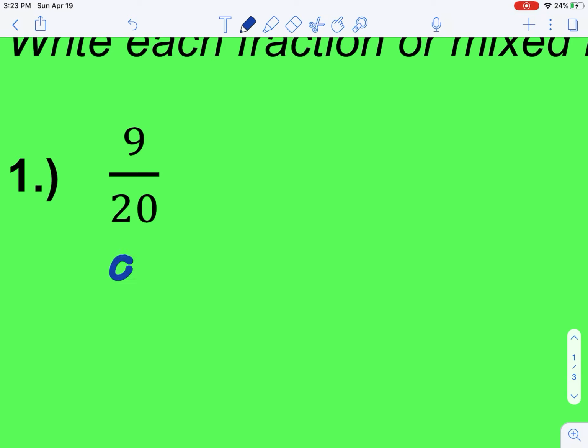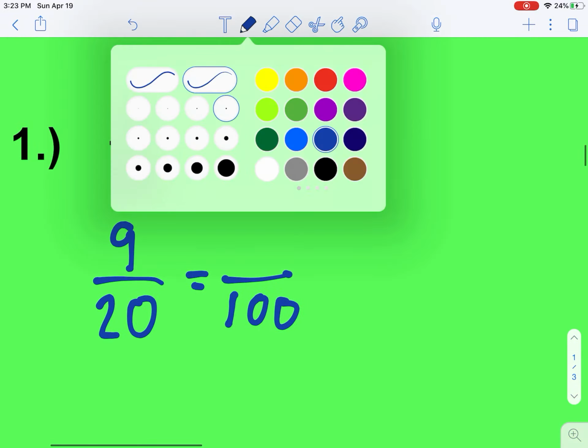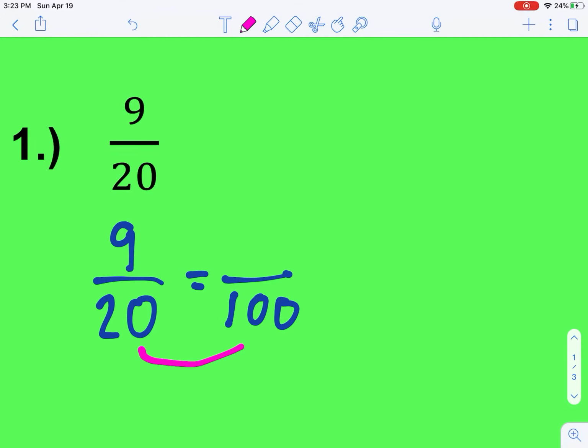So what I'm going to do here is I'm going to rewrite my fraction. So I've got 9/20. And if we remember, a percent is always a number out of 100, right? So I want my denominator to still be 100. So now I have to ask myself, how do I go from 20 to 100? I would times by 5.